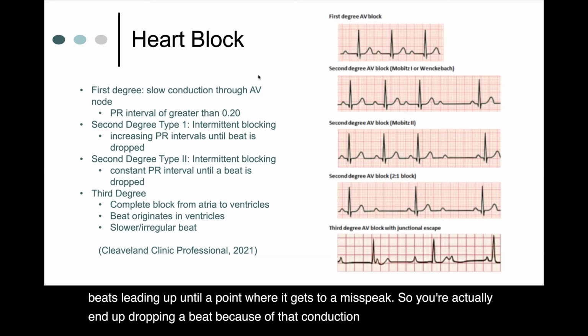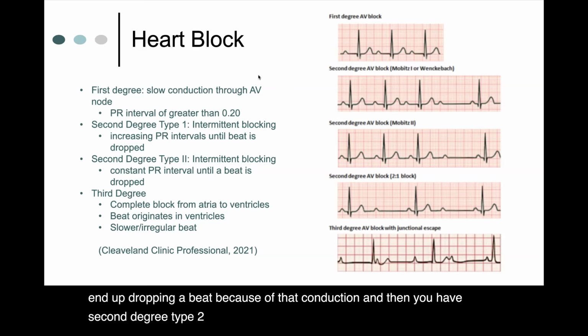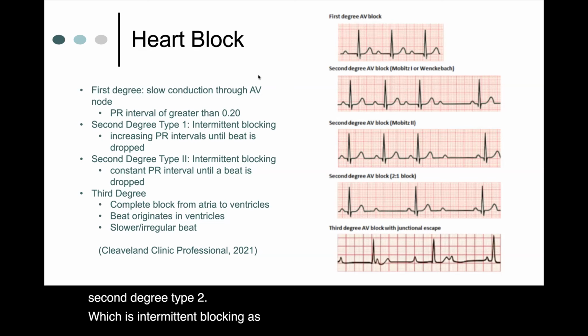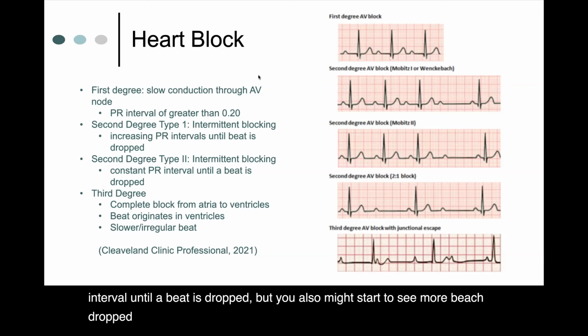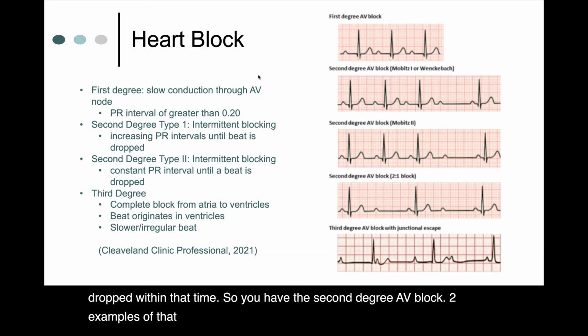And then you have second degree type 2, which is intermittent blocking as well. This is going to give a constant PR interval until a beat is dropped, but you also might start to see more beats dropped within that time. So you have the second degree AV block, 2 examples of that listed on the right side here.